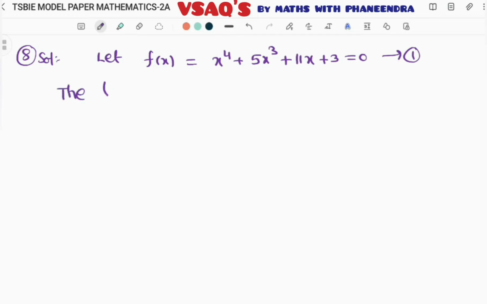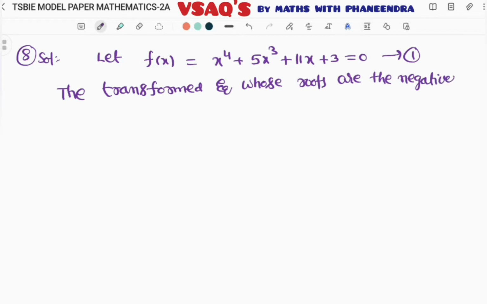The transformed equation whose roots are the negatives of the roots of equation 1 is f of minus x equal to 0. So wherever x is there, you have to replace it with minus x.